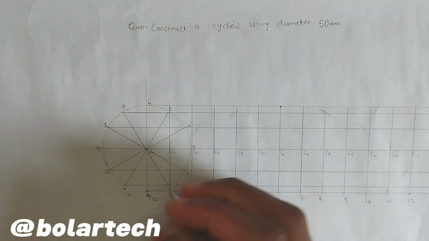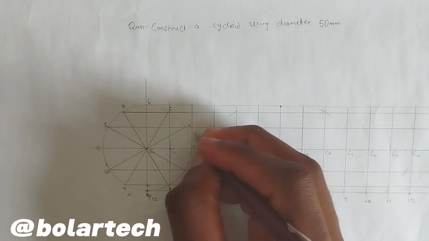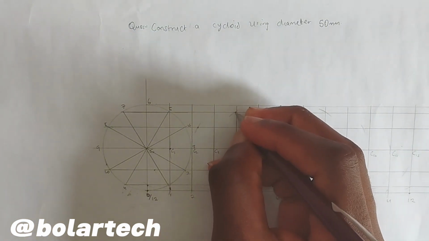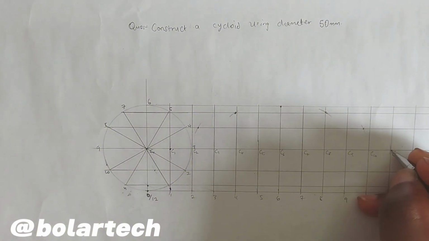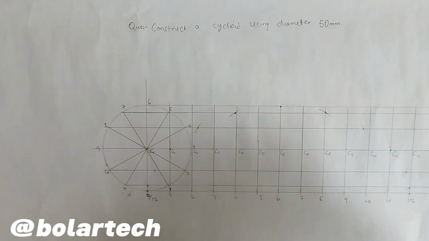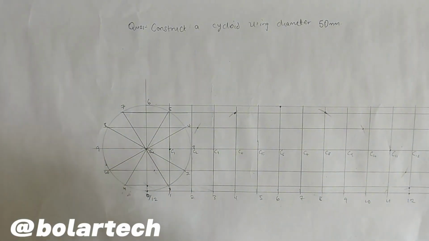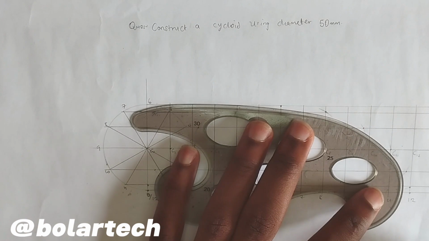So now we are going to be showing all those points. These are the points where it is cutting the line. So now to draw our cycloid, we can either use our broom, we can use a French curve, or we can use a flexible ruler. But in this video I'm going to be using a French curve to draw it.